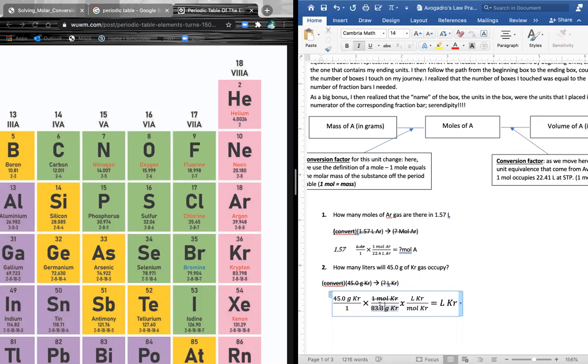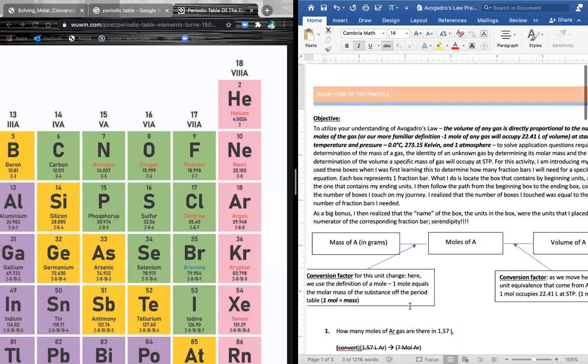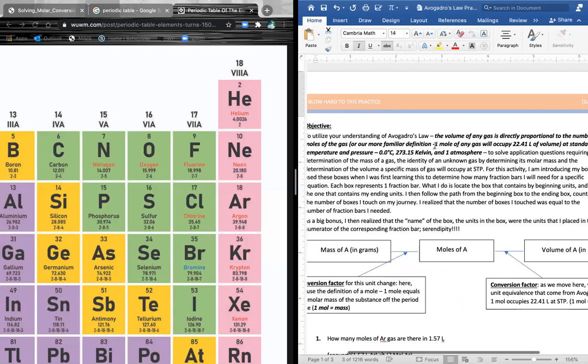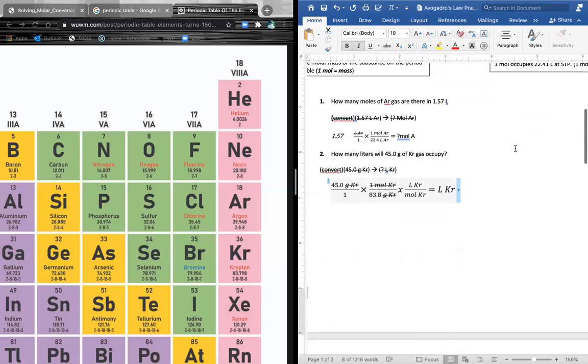So there we go. Now I fill this conversion factor in. That means I can go ahead and cancel out these units. So I'll cancel this out, cancel this out. So there goes my grams of krypton unit. It's gone. Now I come over here, and once again, I just have to compare what the units are. So here I see liters and moles. Once again, this is where we have this definition, where 1 mole of any gas occupies 22.41 liters.